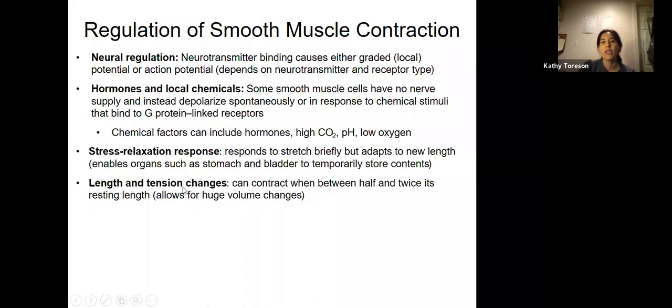As far as regulation of smooth muscle contraction, we're not going to get here yet. This is, again, what we're saving for topic 5 when we get a little bit more into the nervous system.